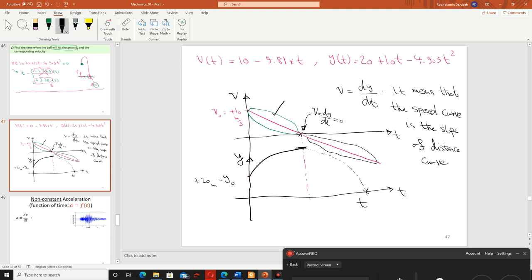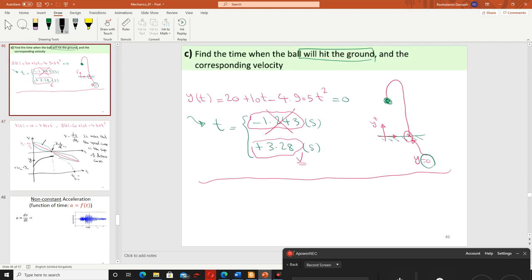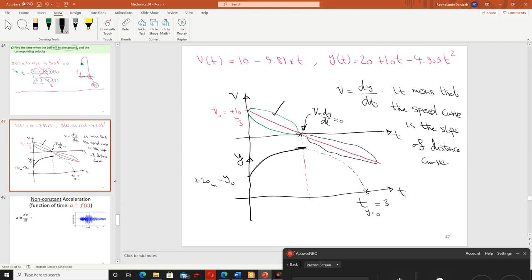This is t when y equals zero, which we calculated here, 3.28 seconds. And this time, because this is the maximum height, the y max, this time we also calculated. It was 1.019 seconds.